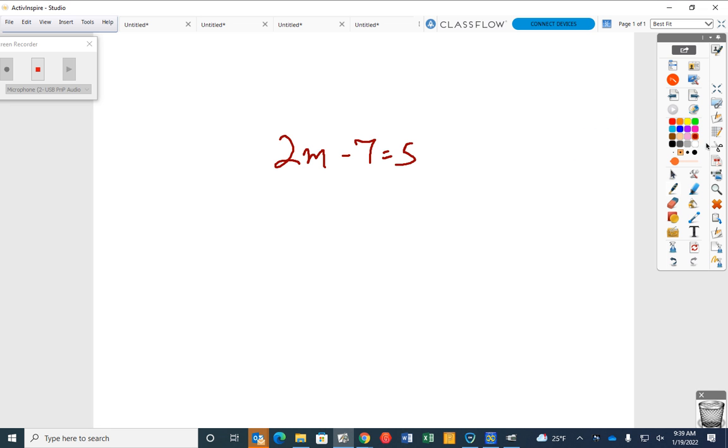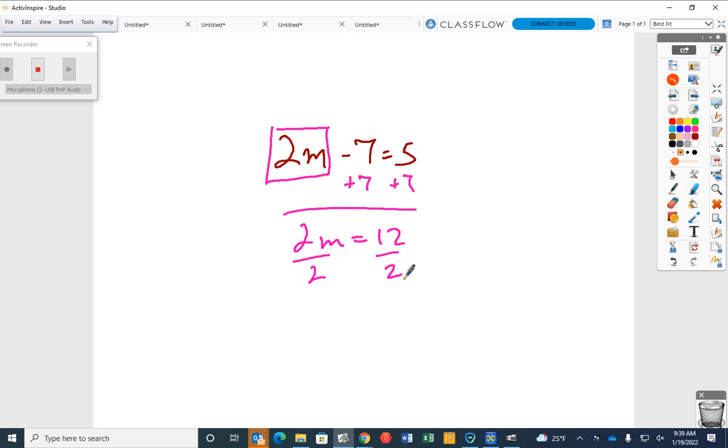Okay, so what I did is I put 2m or 2x in a box. Then I did positive 7. Very good. And then 5 plus 7 is 12. And then I divided 12 by 2. And then I got n equals 6. Very good. Okay.